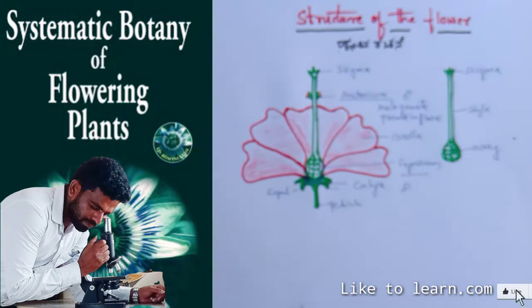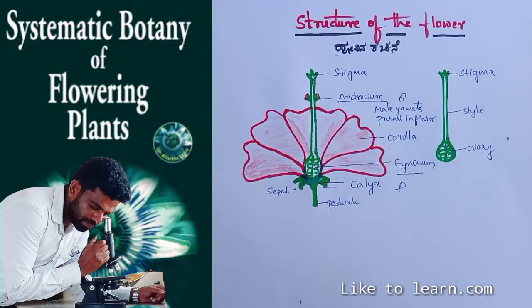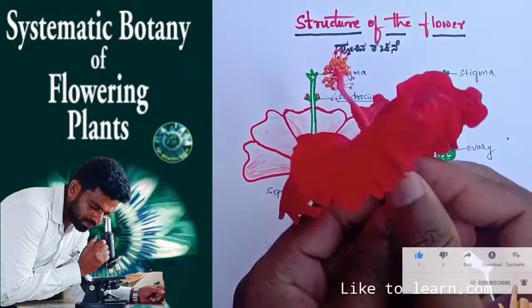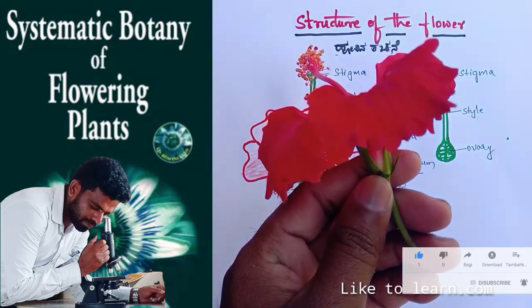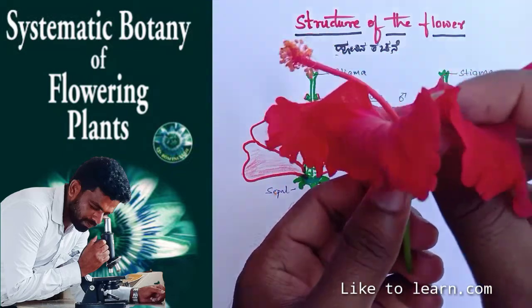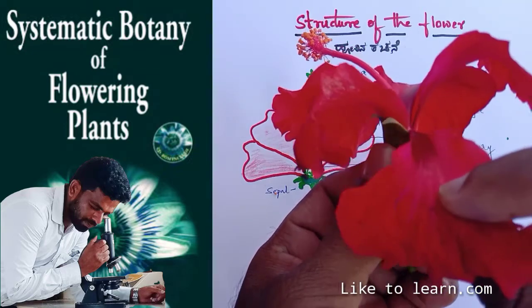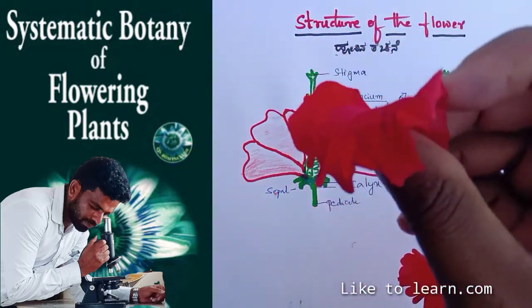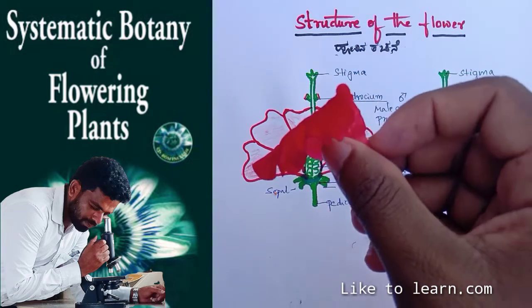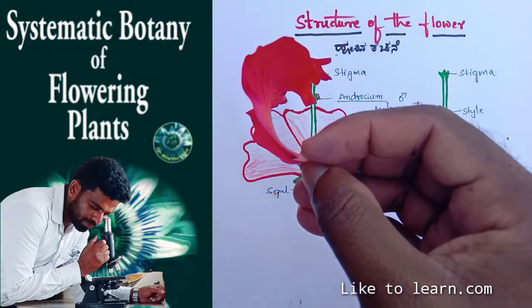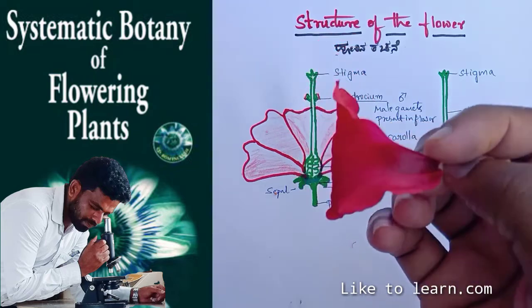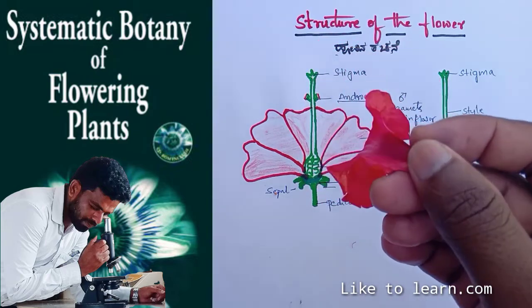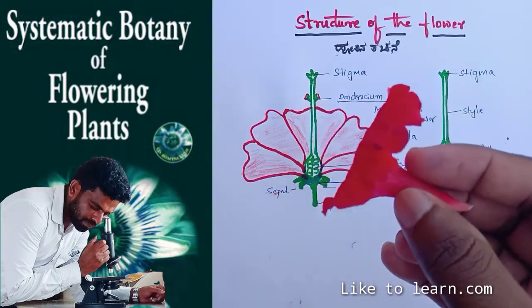next, corolla. It is the second whorl of the flower. It is composed of usually brightly colored units called petals. See, this is the second whorl, that means corolla. The individual part of the corolla is called petal. See, this is the petal. The petals are brightly colored because they attract insects for the purpose of pollination.